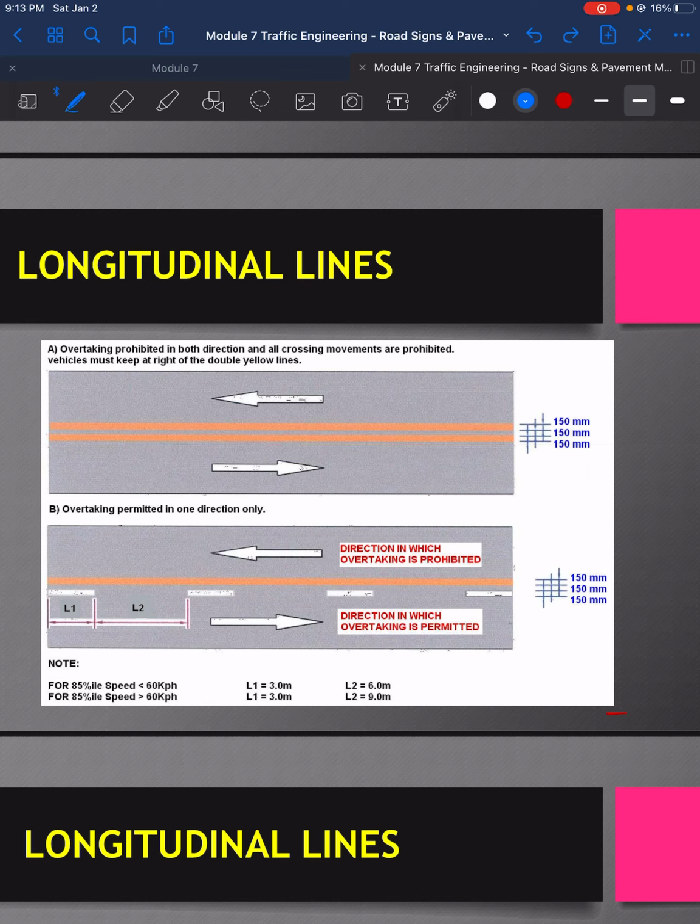Next, here a single yellow line, solid yellow line. Overtaking permitted in one direction only. Direction in which overtaking is prohibited. And then we have here direction in which overtaking is permitted because it has the broken line. Then here's the dimension again for the width of the lines.